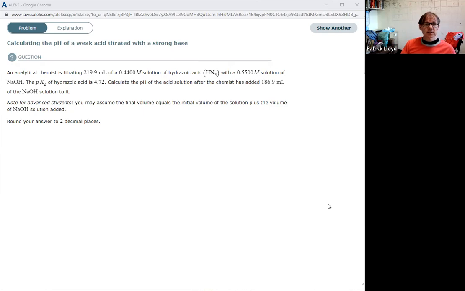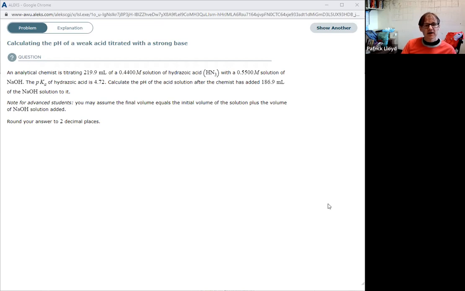So an analytical chemist is titrating 219.9 milliliters of a 0.4400 molar solution of hydrazoic acid, HN3. Be careful, that's not ammonia. It looks like ammonia. NH3 is ammonia. This is HN3. With a 0.5500 molar solution of sodium hydroxide, NaOH.